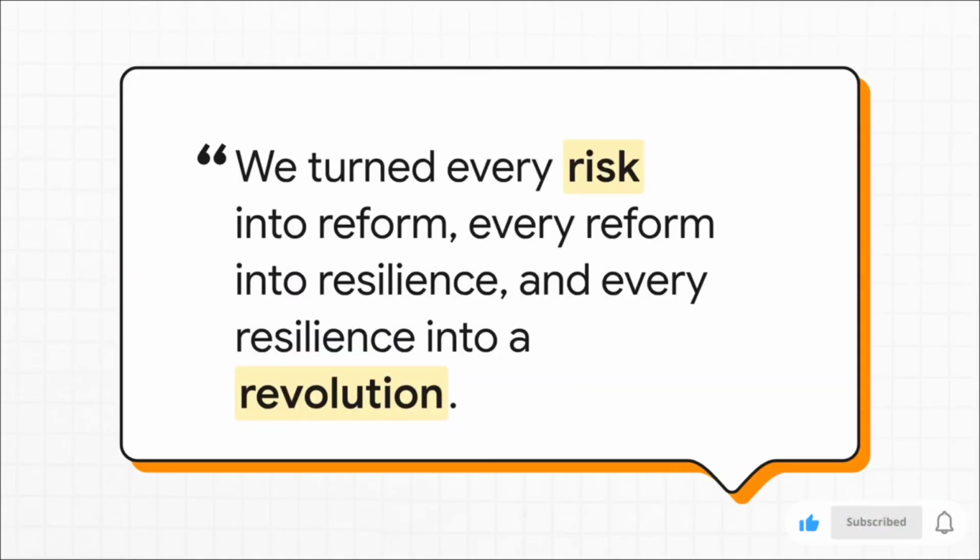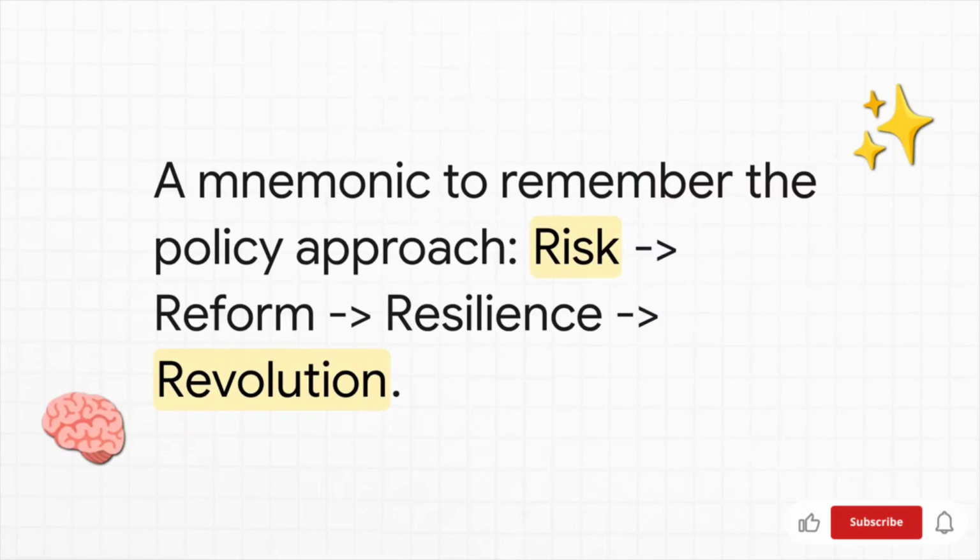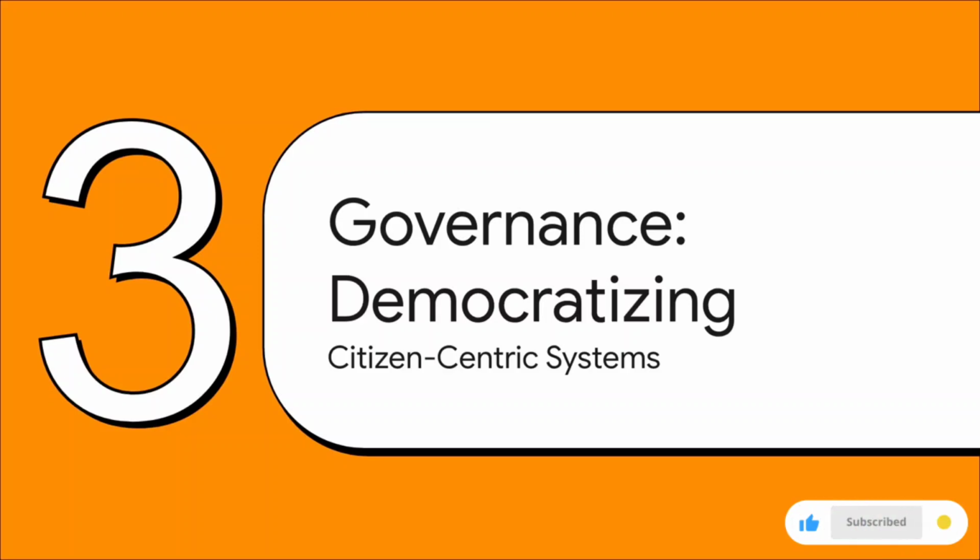This quote perfectly encapsulates the government's stated policy philosophy. What it suggests is a proactive approach to challenges, basically turning potential crises into opportunities for some really fundamental change. So how do you frame that philosophy so it's easy to remember? Think of it as the 4R transformation framework. It's a simple progression that's super easy to recall in your answers when you need to explain the policy approach. It goes from risk to reform to resilience and finally to revolution. Okay, let's move on to Section 3 and see how this all builds.